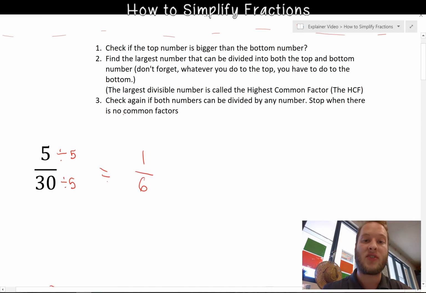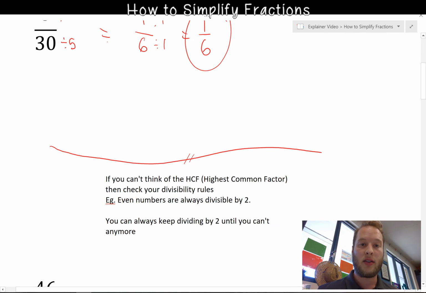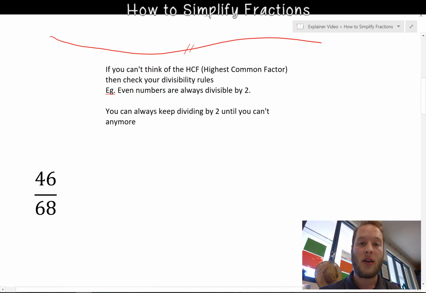Step 3 just says check again if I can divide them both by another number. By this time, I can only divide by 1, which isn't going to help me. It's just going to be the same answer, 1 over 6. So I know it's the smallest number I could possibly get. Great, let's go on to the next example.